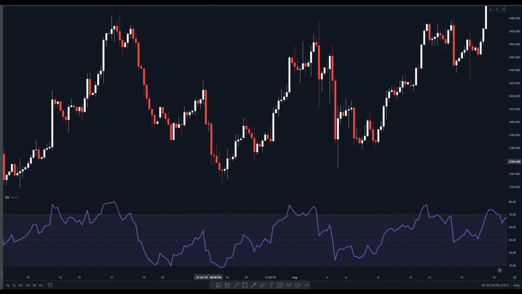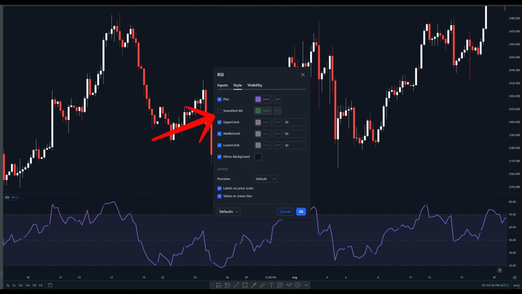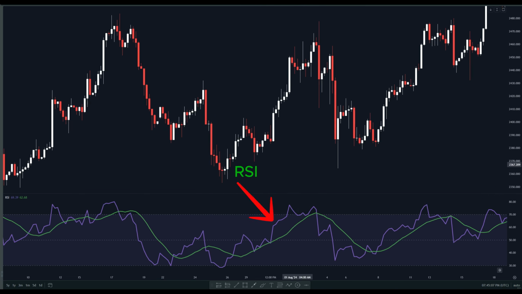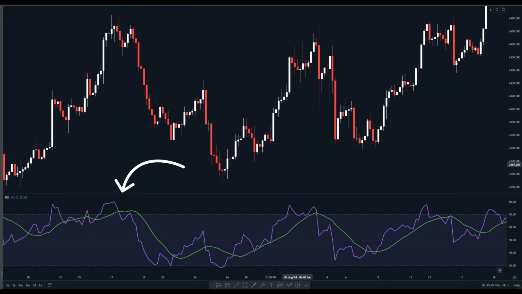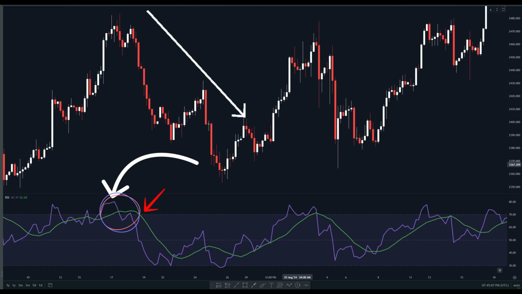The second way to use RSI is more effective and easy. First, you go to RSI settings, and you have to check this smooth EMA box. And now we have the RSI line and the moving average line. The strategy is simple. First, look at the RSI line. It should be in an oversold or overbought area. And here the RSI line is above the 70 level, means market is in overbought condition. And this moving average line has crossed above the RSI line. It indicates that the price can go down from here. And this is what exactly happened here.